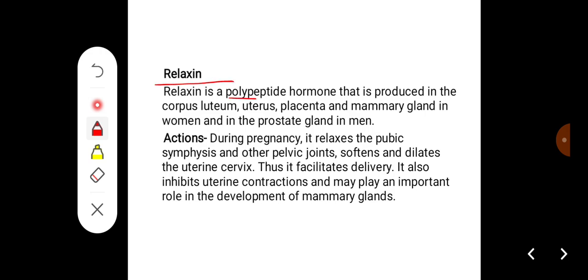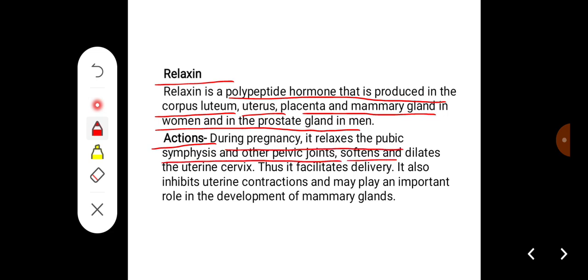Relaxin is a polypeptide hormone that is produced in the corpus luteum, uterus, placenta, and mammary gland in women and the prostate gland in men. Its actions: during pregnancy, it relaxes the pubic symphysis and other pelvic joints, and softens and dilates the uterine cervix. Thus, it facilitates delivery. It also inhibits uterine contraction and may play an important role in the development of mammary glands.